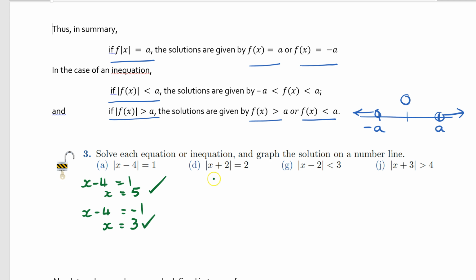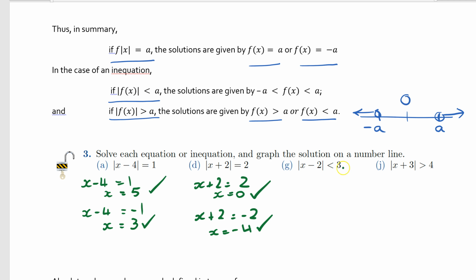For our next example, mod of x plus 2 equals 2, it could either be that, or it could be that. Keep solving these, so this will give us that x equals 0. This one will give us that x equals -4. Again, check them out. If I put 0 into there, all good. If I put -4 into there, I'll get mod of -2, which is 2, so all good.